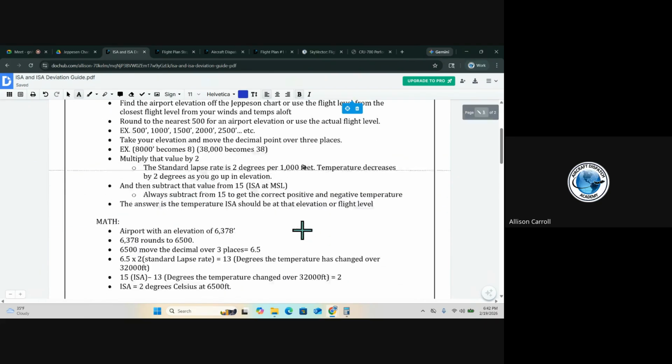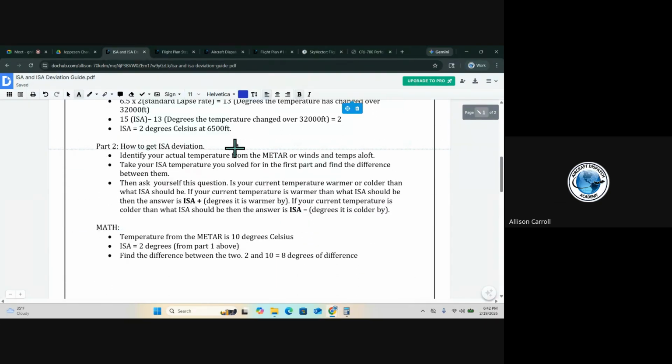Now, the next step is finding ISA deviation. Okay, so we know that ISA should be 4 degrees Celsius. We just figured that out. Now we're going to see how far we are actually deviating away from that 4 degrees Celsius. So to do that, we identify our actual temperature in our METAR. So we're still on the ground, right? So we get that METAR for Denver. If we were up in the air, we would look at winds and temps aloft. We are not aloft right now. We're on the ground, so we look at that METAR.